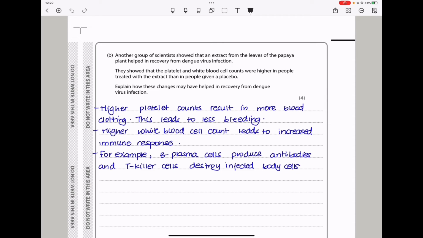Because they say the patients had higher platelet and white blood cell counts, the platelets are going to allow for clotting of blood, and white blood cells are going to enable B cells as well as T cells to carry out immune response. So I say higher platelet counts result in more blood clotting, and this leads to less bleeding. Higher white blood cell count leads to increased immune response. These are 4 marks, so we need to give some examples. So I say, for example, B cells will produce antibodies, and the T killer cells can destroy infected body cells in order for the symptoms from the infection to decrease.